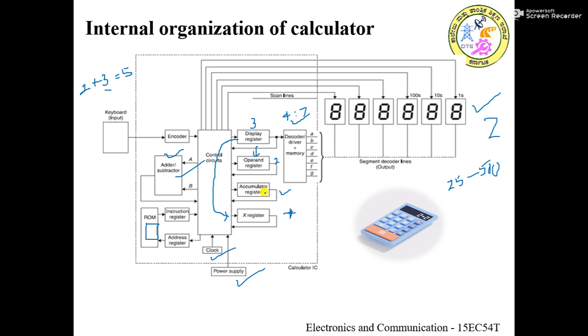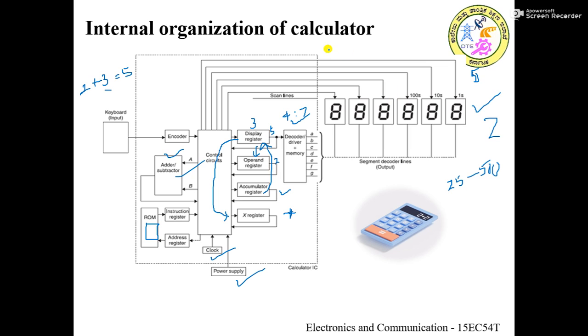Once the result is stored in the accumulator, the same copy of the result is again sent back to the display register, and whatever the content of the display register is, that is 5, the same 5 value is displayed in the 7 segment display, and now the result 5 will be displayed.